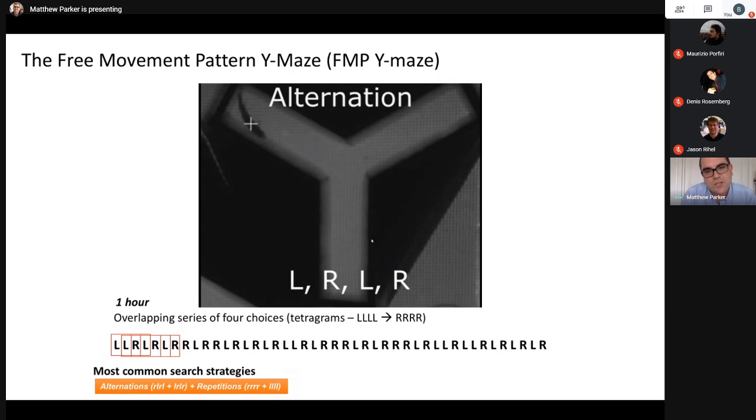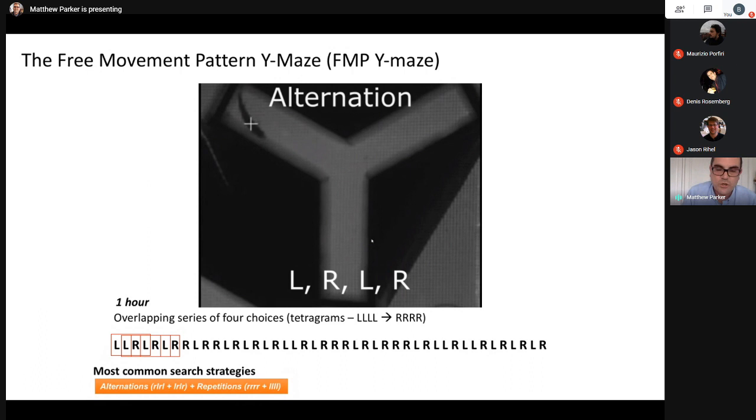And so we overlap these fours, what we call tetragrams, so that over the entire search period, and we film the animals for an hour, we can see what their most common search strategies were. There are a number of mathematical reasons why we use these overlapping tetragrams. I'm not going to go into the details now because there isn't the time, but we've published it in a paper on bioRxiv, and it's currently in press or in review, that explains some of the mathematics. It's based essentially on a Markov choice probability, whereby using four overlapping choices gives you a better chance of looking at random behaviors than using two or three choices.